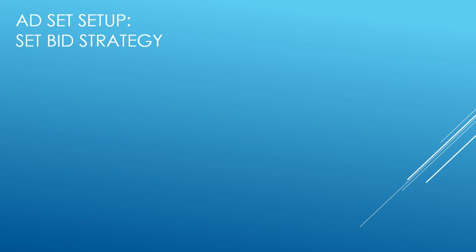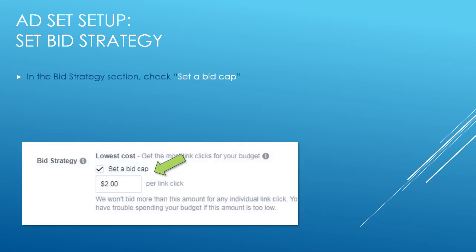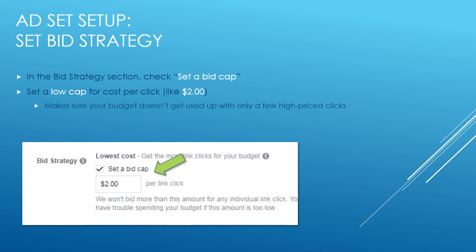Next, you set up your bid strategy. In the bid strategy section, you check set a bid cap, and this keeps you from spending too much money on any given click. Facebook has a dynamic pricing model, and what you're going to want to do is set a fairly low cap on a cost per click basis, something around $2 for this industry, and that makes sure that your budget doesn't get burned up by some expensive clicks if you have a fairly limited budget.